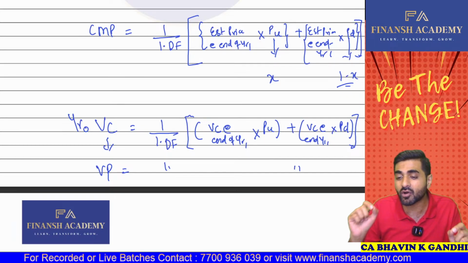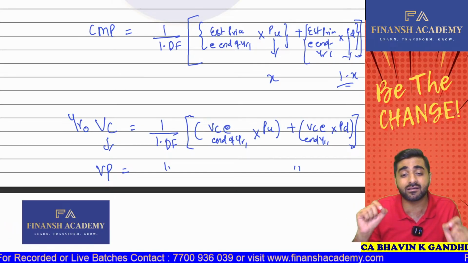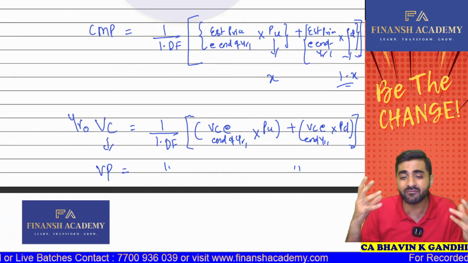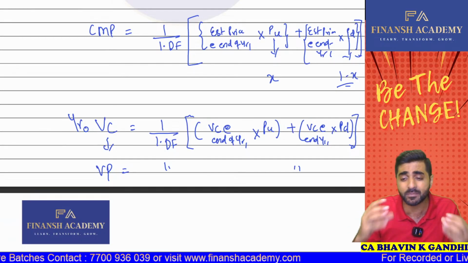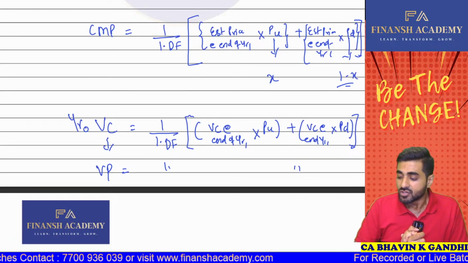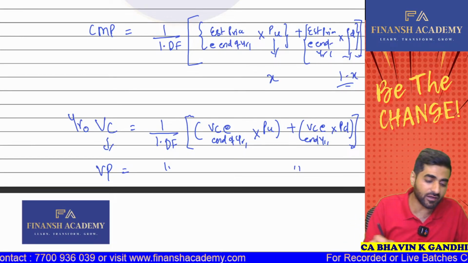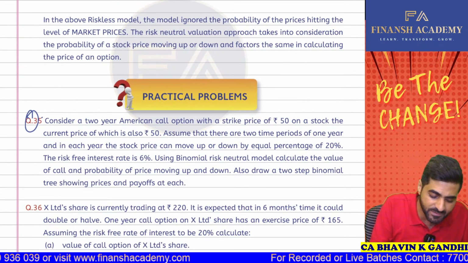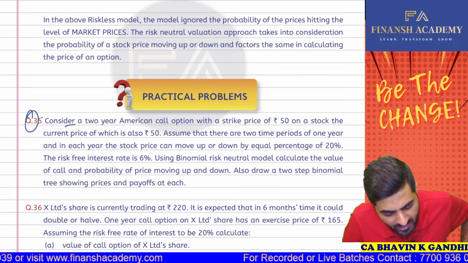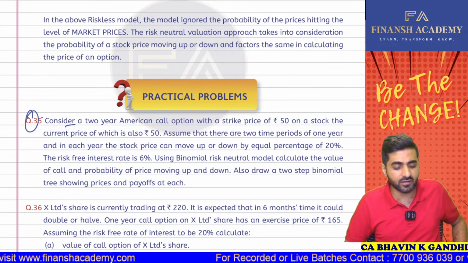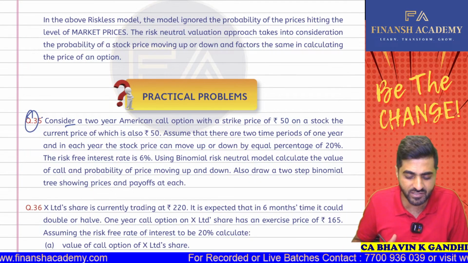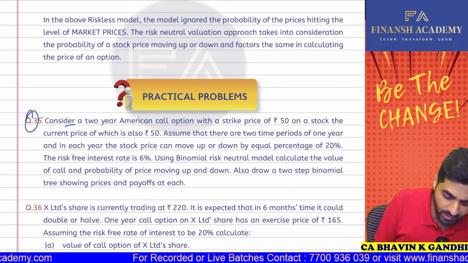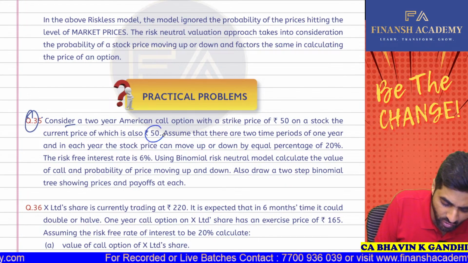So your risk neutral model is much more advanced, a better method to calculate what can be the value of call and put. So basically, it considers time value of money, discounting it and bringing it to the present value terms. So this risk neutral model, we will solve one question which is very exhaustive, and that will cover all your types. So basically here, consider your 2-year American call option with a strike price of rupees 50 on a stock, the current price of which is also rupees 50.